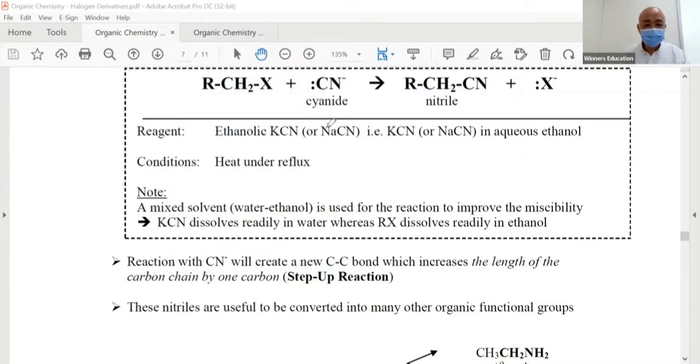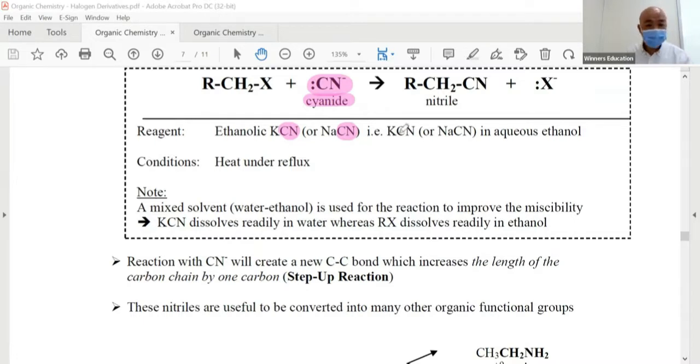Now the reagent, obviously they need a nucleophile, yes. So the nucleophile is in the form of a salt. So it's either sodium or potassium cyanide, okay? So they'll dissociate completely, so all the cyanide can come out. But they are dissolved in what? That's the key word. It's called ethanolic. Ladies and gentlemen, what is the meaning of ethanolic?